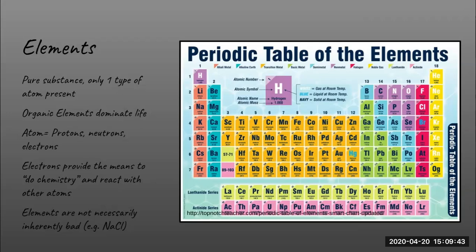Chlorine can be toxic. It was used during World War I as a gas to kill people. But when you combine the two, you come up with this inert substance known as table salt, and we can eat it and consume it, and it does absolutely nothing to us in moderation.